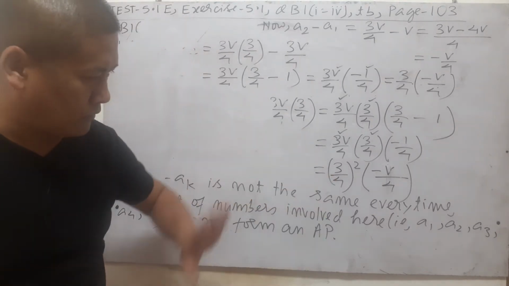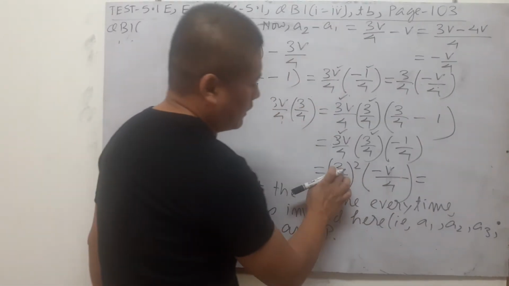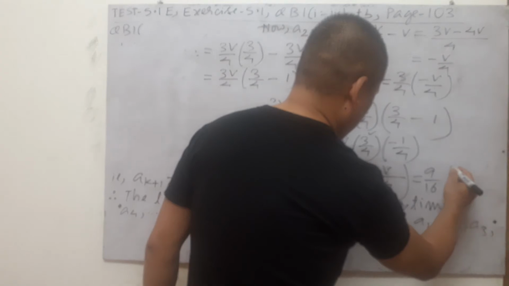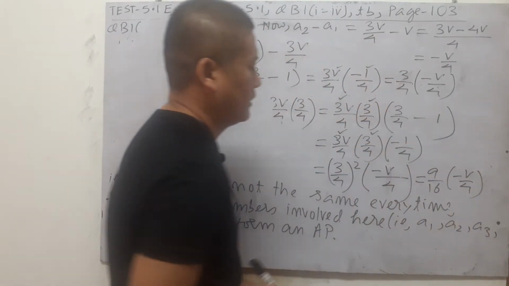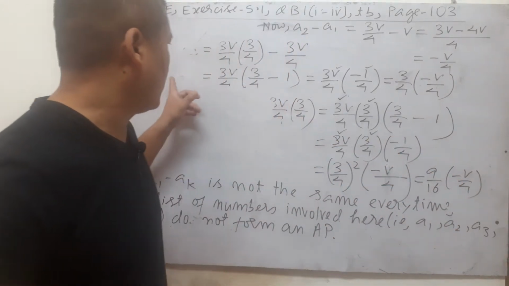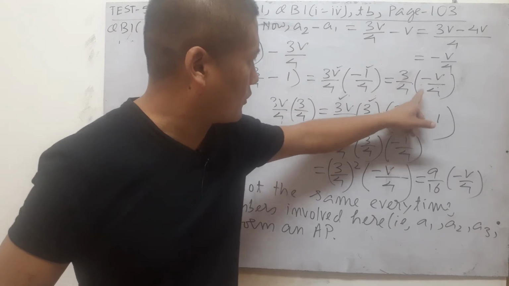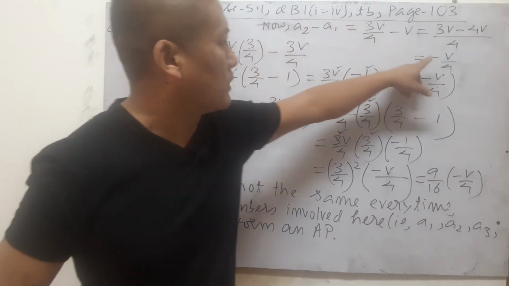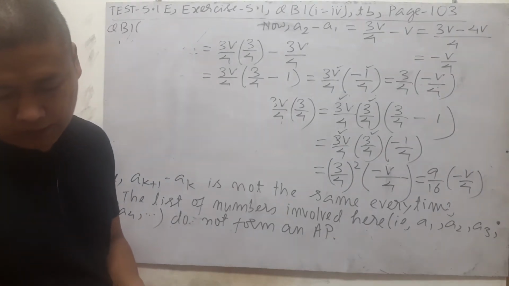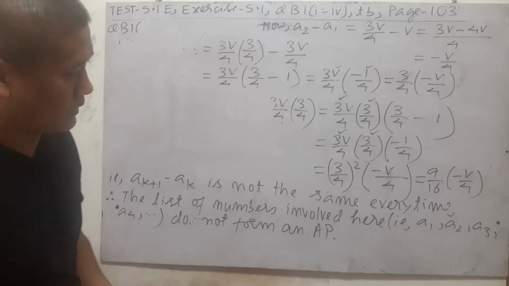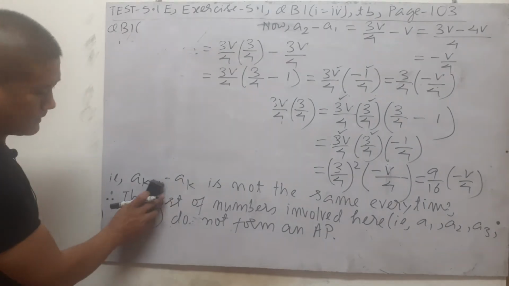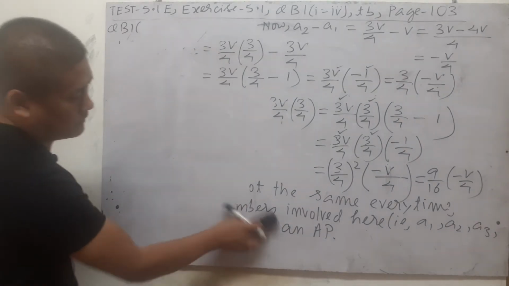You can write this one also, one step if you want. (3/4)², so 3 3s are 9 and 4 4s are 16, into minus V by 4. That way, here, A4 minus A3 is 9/16 into minus V by 4. A3 minus A2 is 3/4 into minus V by 4. A2 minus A1 is minus V by 4. Clearly showing they are not the same. 9/16, because 3 squared is 9 and 4 squared is 16.